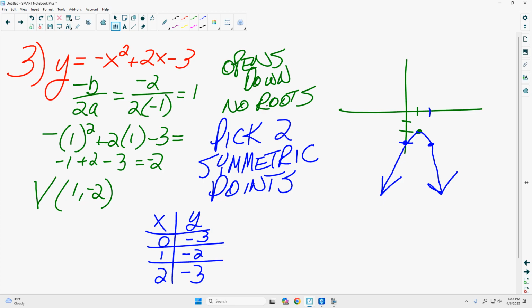So if we look back at the very top of your paper, where it said 2 solutions, that was example number 1. Where it says 1 solution, that was example number 2. I know it's opened a different way, but it just had a double root. And then where it was no solution, that was example 3.